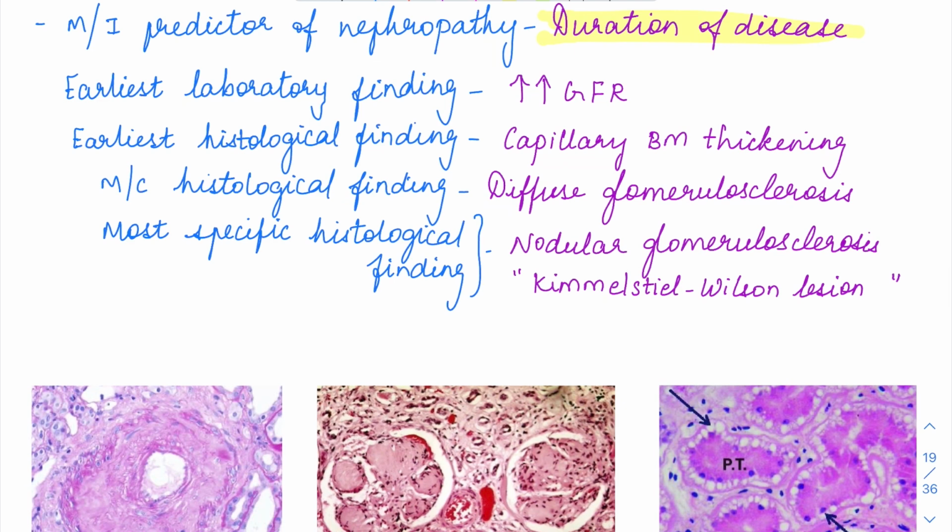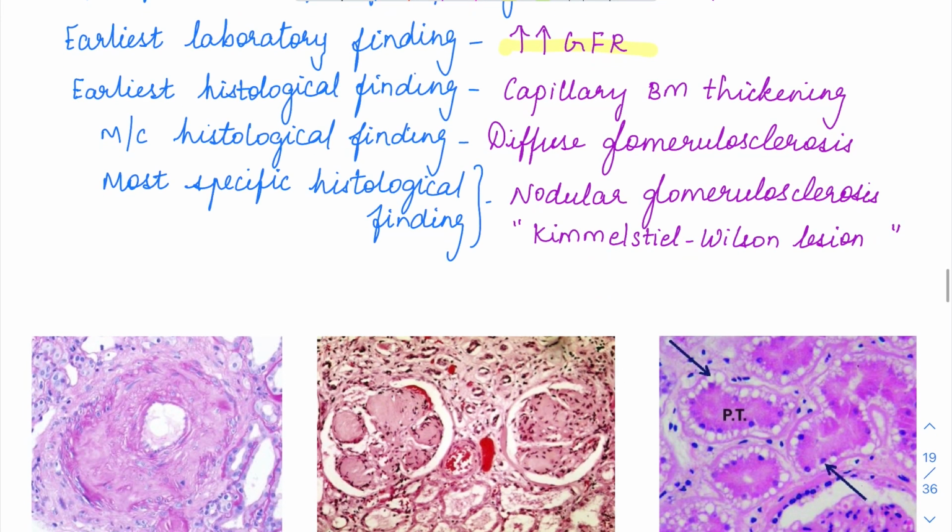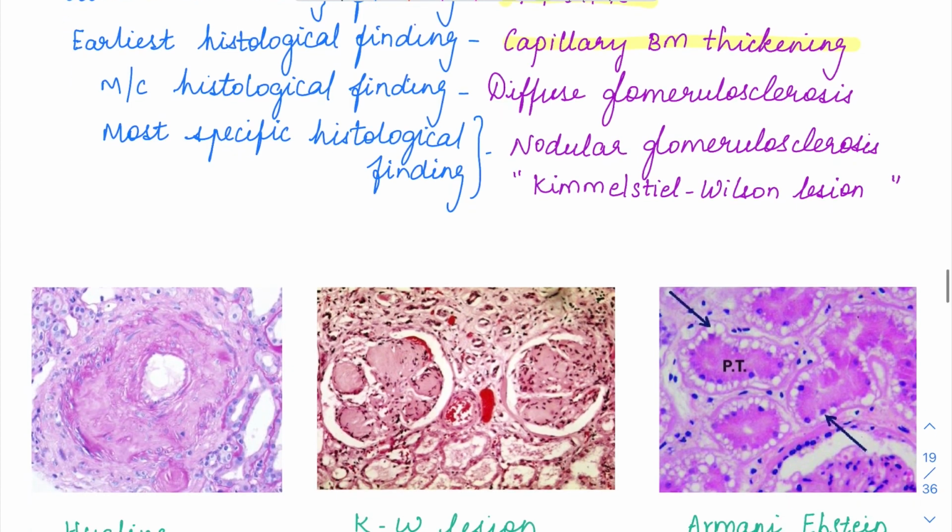And the earliest lab finding, if they ask, is going to be elevated glomerular filtration rate. While if they are asking about the earliest histological finding, then it will be capillary basement membrane thickening. Capillary basement membrane thickening we have already seen in membranous glomerulonephritis and also membranoproliferative glomerulonephritis. Other than that, in diabetes also we have capillary basement membrane thickening. And we have various other things also like nodular glomerulosclerosis and diffuse glomerulosclerosis. The glomerulus is going to be sclerosed, with pinkish deposition. So obviously the capillary lumens are going to be obliterated and collapsed.